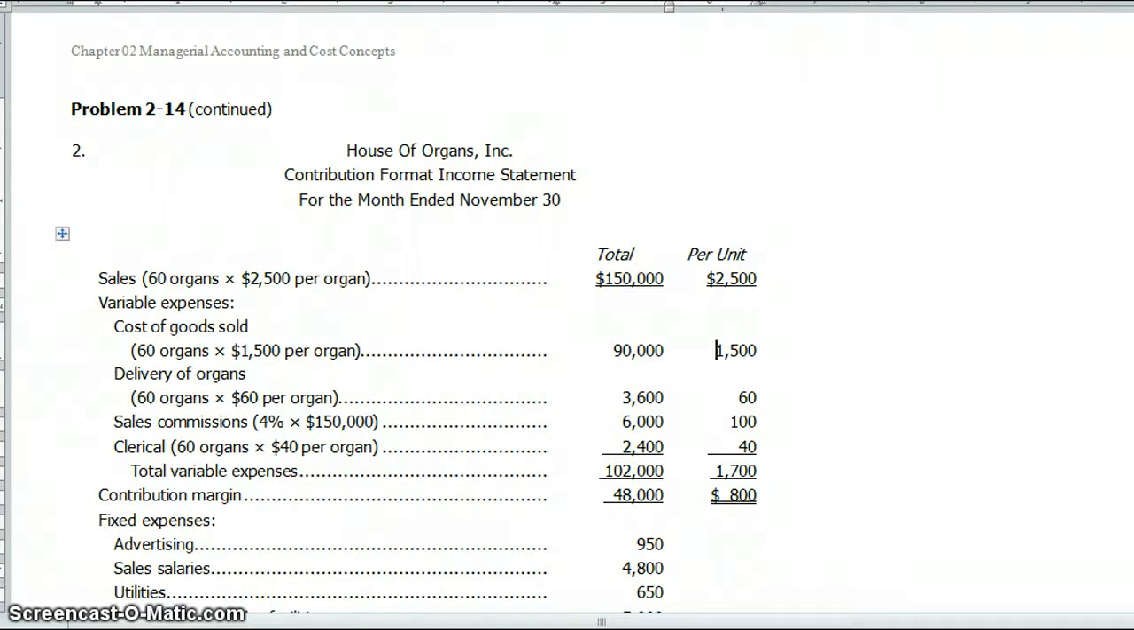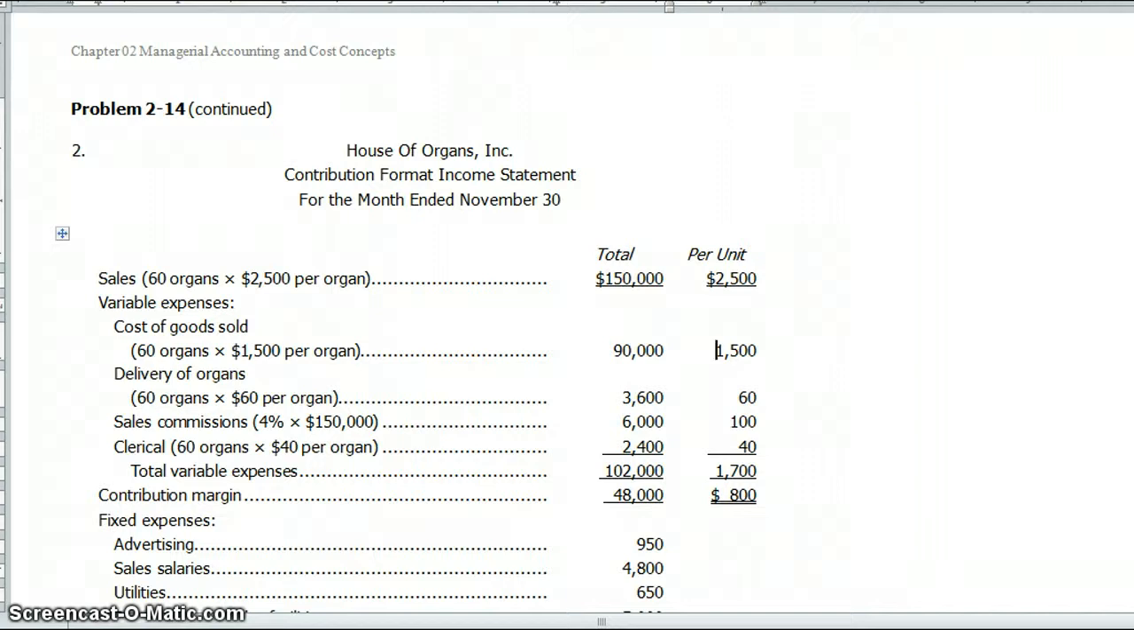Now we want to discuss the solution to problem 2-14, which involves the preparation of a contribution format income statement. If you look at problem 2-14 on page 58, it talks about the House of Organs Incorporated purchases organs from a well-known manufacturer and sells them at the retail level. The organs sell on average for $2,500 each, and the average cost of an organ from the manufacturer is $1,500.